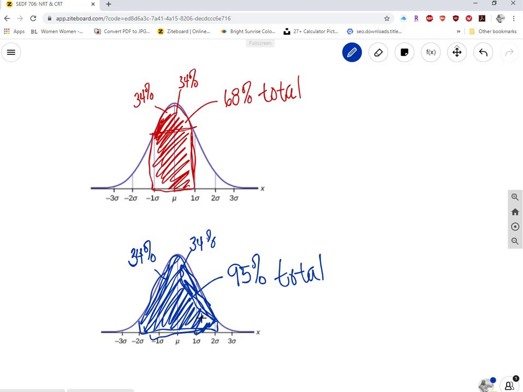But now there's an additional 13.5% in this area, and an additional 13.5% in this area.